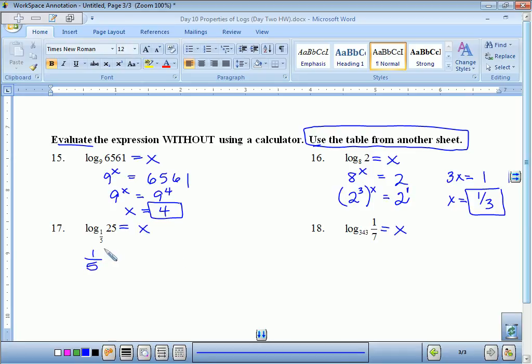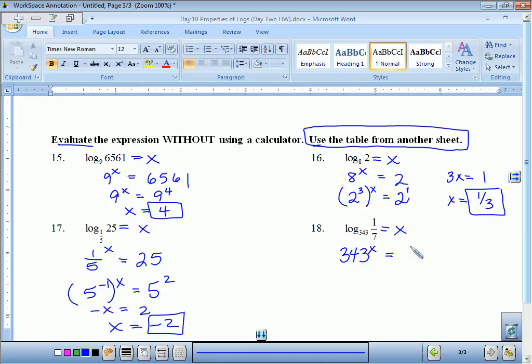This is 1/5 to the x equals 25. So 5 to the negative 1st equals 5 squared. So negative x equals 2 and x equals negative 2. 343 to the x equals 1/7. From the chart, you could have read 343 is 7 to the 3rd, and this is 7 to the negative 1st. So 3x equals -1, and x equals -1/3.